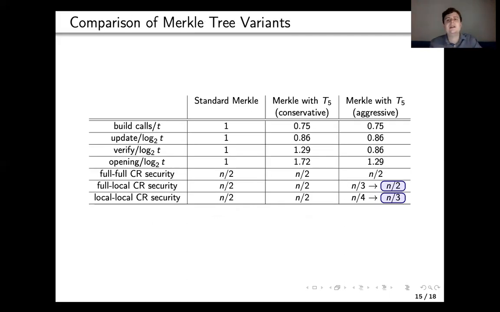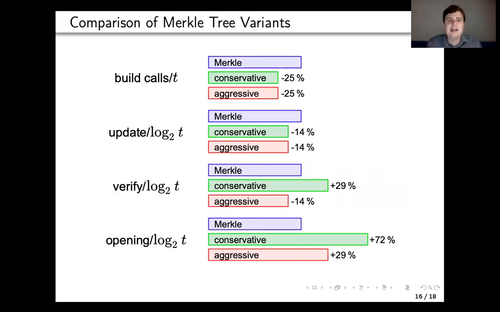Now, given these results, here I give an overview of the parameters of the security of not just the standard Merkle tree, but also Merkle tree when it's instantiated with T5, assuming that we are doing conservative openings, so opening all of the siblings, or aggressive openings where we're opening one block less. And then in the case of one block less, as I explained, there is a conjectured security result of 2 to the power n over 2 for this common but not universal setting where we're interested in full local collision resistant security. Okay, so here I show this graphically.